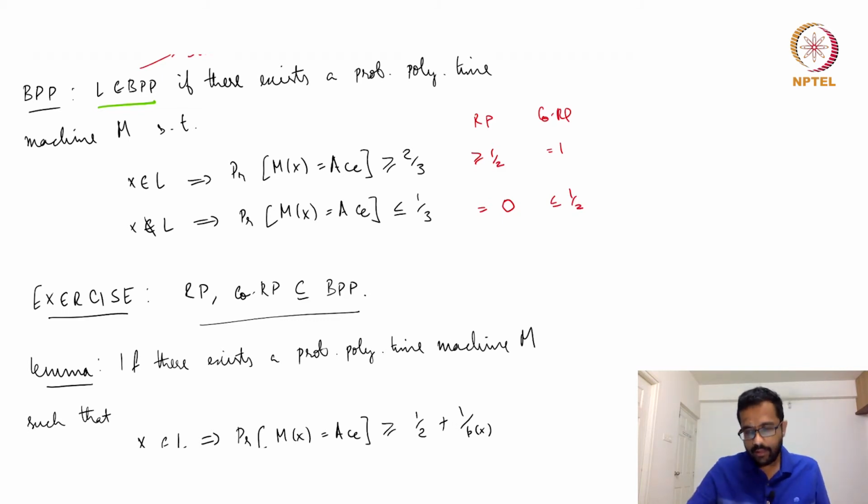So if you have an RP machine, then how do we get a BPP machine? This does not fit in the BPP model because when X is in L, the probability of acceptance is only at least half. When X is not in L, the probability of acceptance is 0, which is okay because BPP requires it to be at most 1/3, and this is at most 1/3. What we can do is to repeat it twice.